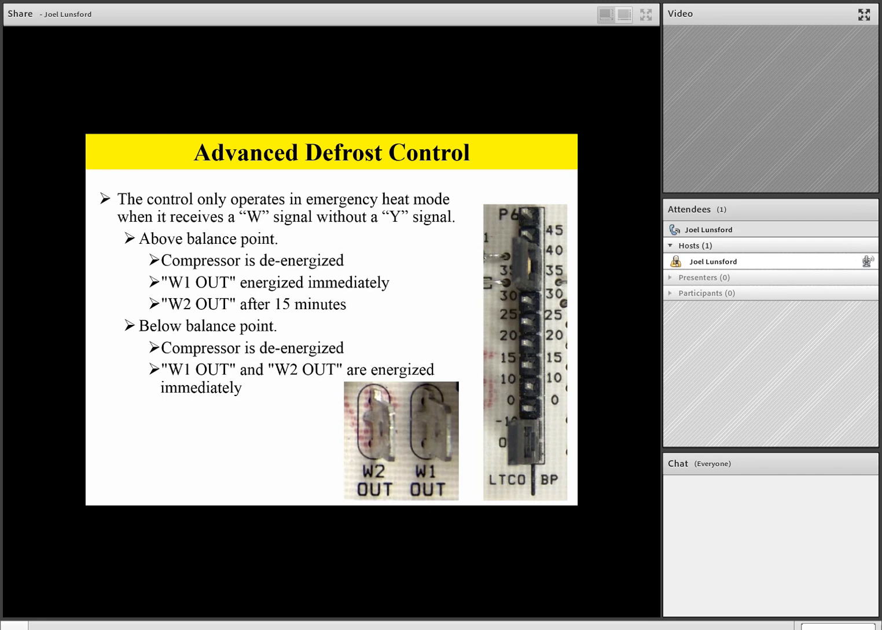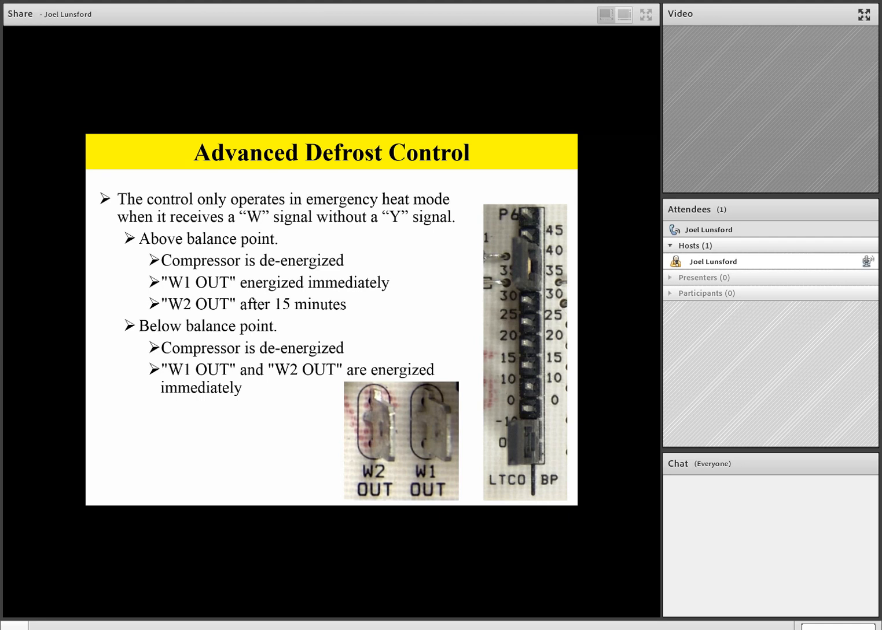So remember, if the homeowner goes to emergency heat, they disable the compressor and they're running strictly on auxiliary heat. And if we're above that balance point, we get W1 out, and then 15 minutes later we get W2. But if we're below the balance point outside that we have selected, in our example 35 degrees, and the homeowner goes to emergency heat, they get all the auxiliary heat at one time.